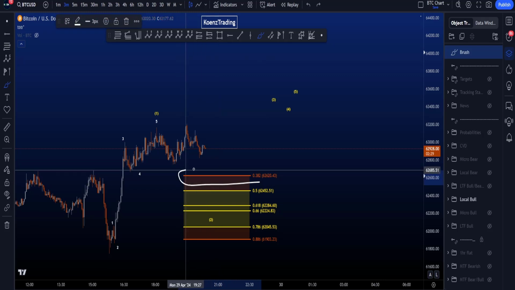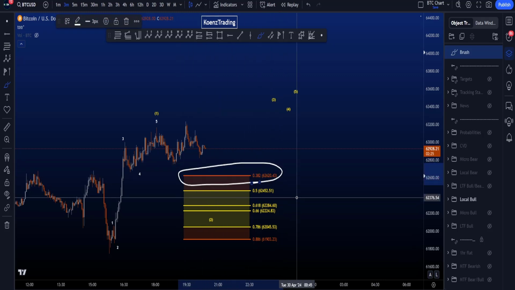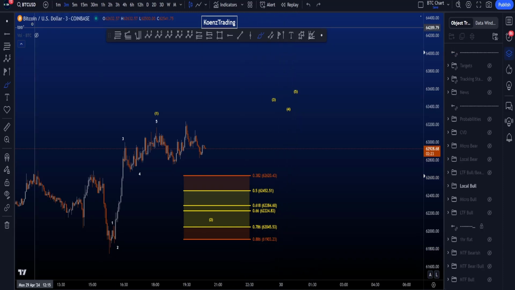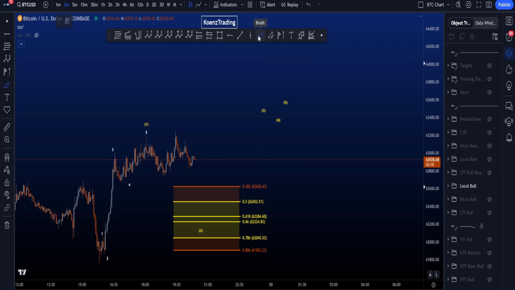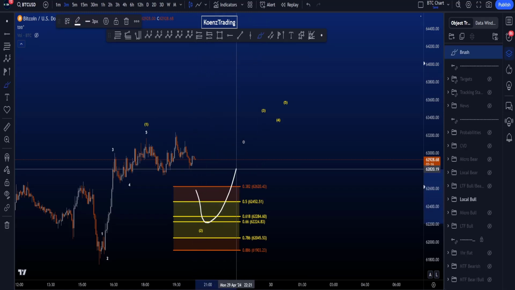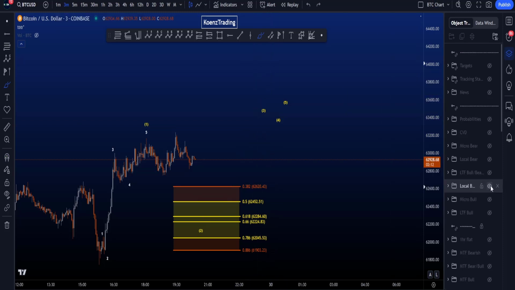An uncommon target for a wave 2, but a target nonetheless, is the 382 Fibonacci at 62.6k, and the 886 is incredibly rare, and preferably we do not touch it for a wave 2. After this wave 2, we then want to look for impulsive continuation in a wave 3.